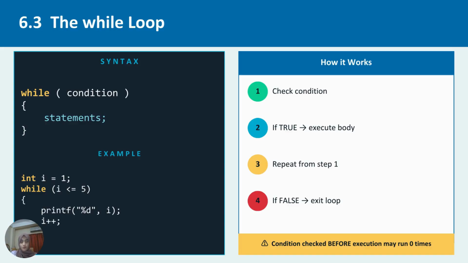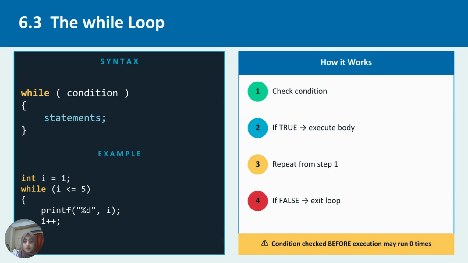Let's start with the while loop. The syntax is simple. We write the keyword while, followed by a condition inside parentheses, and then the body of the loop inside curly braces. Here is how it works. First, the condition is checked. Second, if the condition is true, the body executes. Third, this process repeats. And fourth, when the condition becomes false, the loop exits.